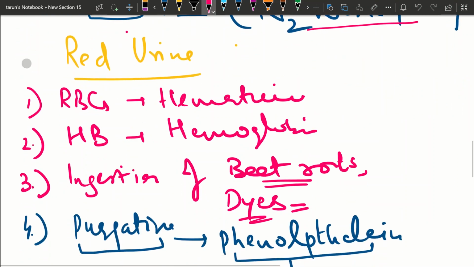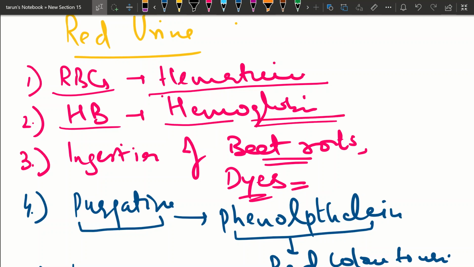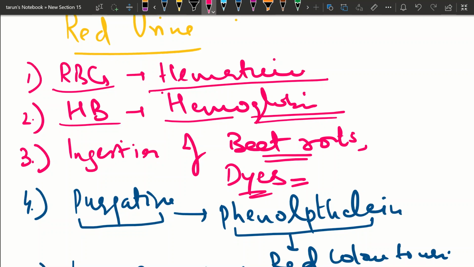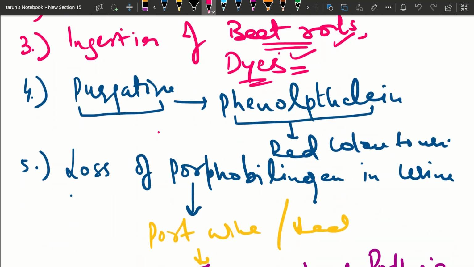Now we have also discussed the causes of red colored urine. The causes of red colored urine could be due to the loss of RBCs or could be due to the loss of hemoglobin. The condition in which the RBCs are lost is known as hematuria, and the condition in which the hemoglobin is lost is known as hemoglobinuria. Also red colored urine can be due to the ingestion of beetroots or due to the ingestion of the dyes which are used for making certain sweets, and certain chemicals like phenolphthalein which is seen in the purgatives used for constipation, and they can also impart red color to the urine.